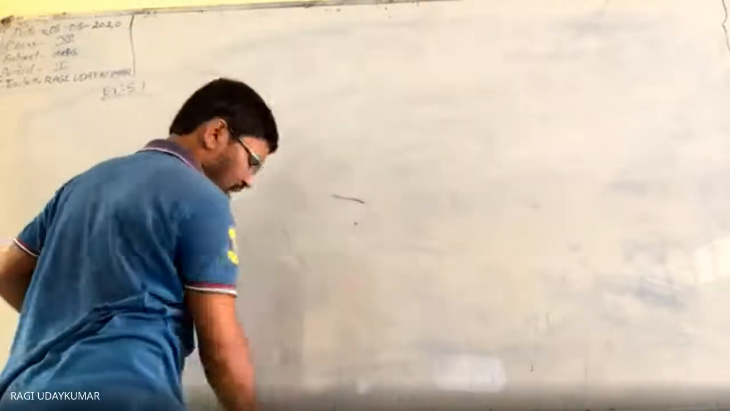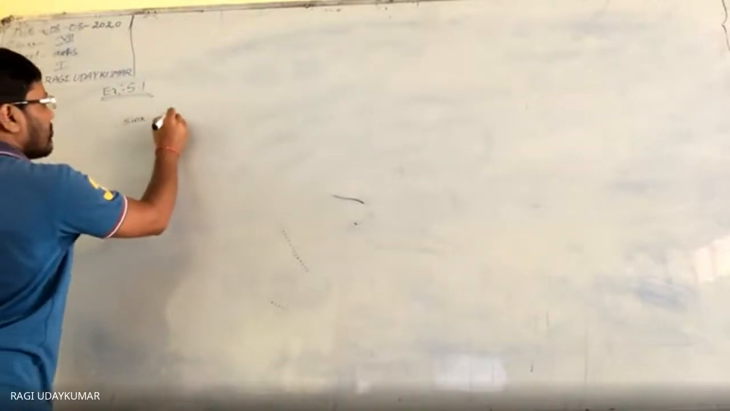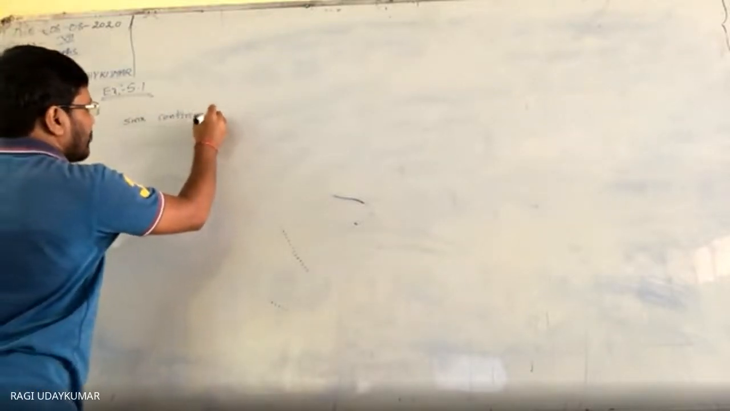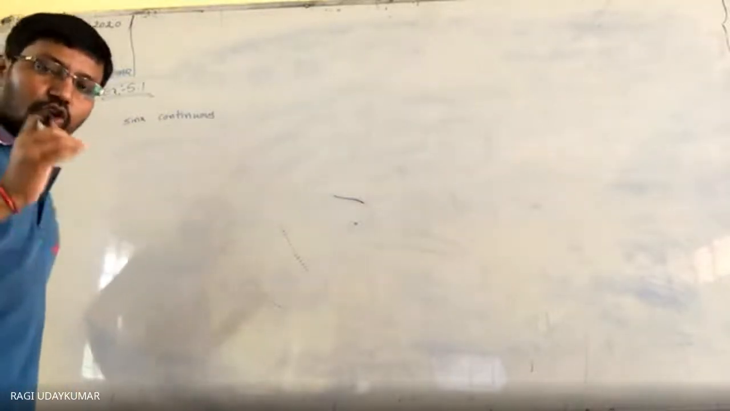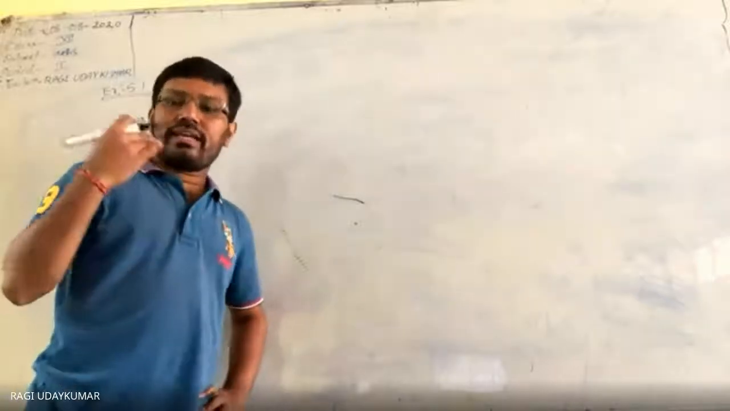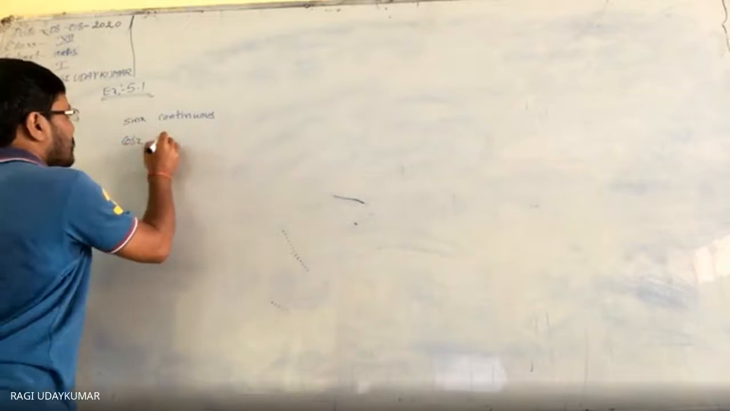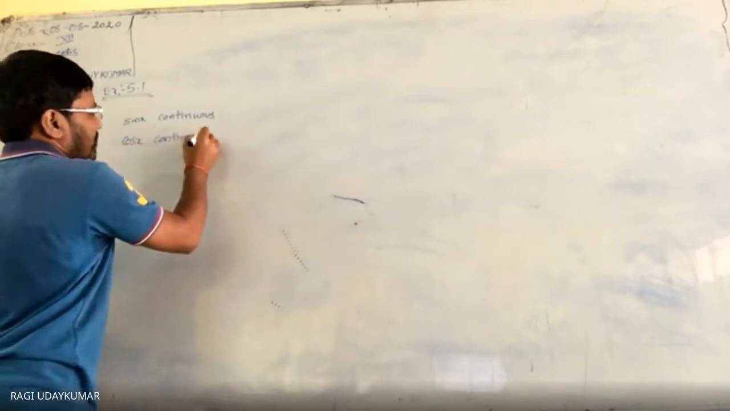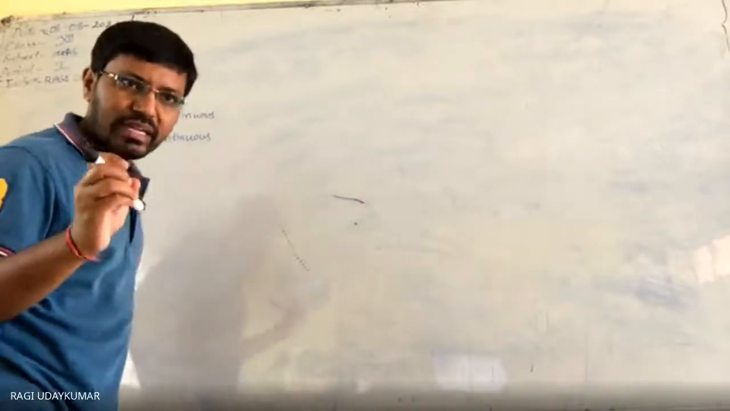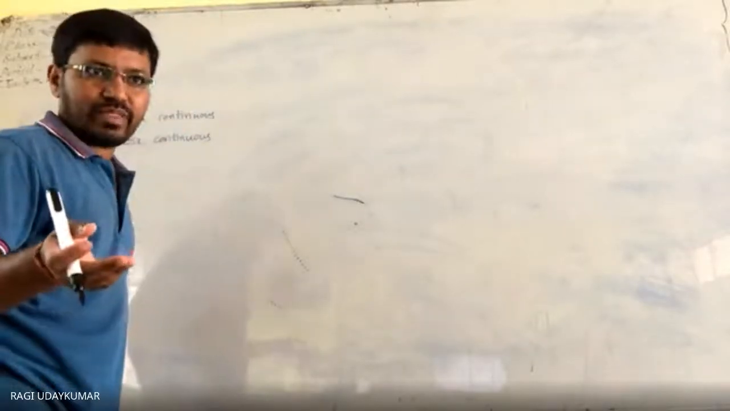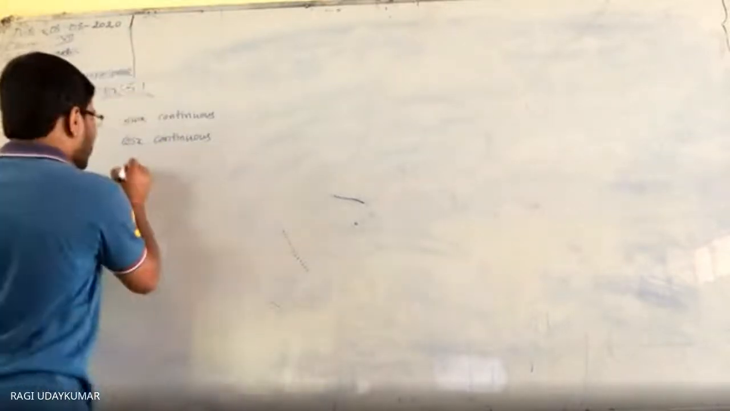Regarding continuity of the functions, you know that sin x is continuous because it is defined everywhere; the domain of sin x is the real numbers. In the real numbers it is continuous, and cos x is also continuous everywhere in its domain. Continuous here means continuous everywhere.